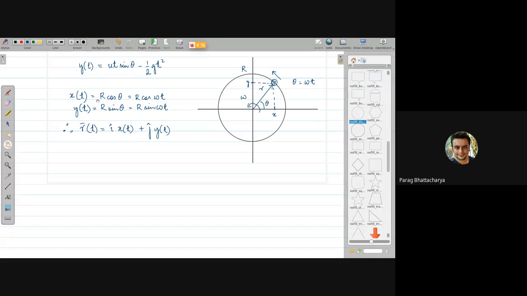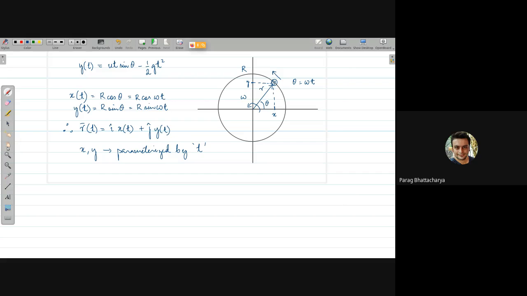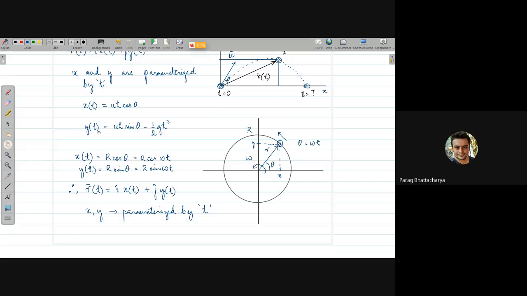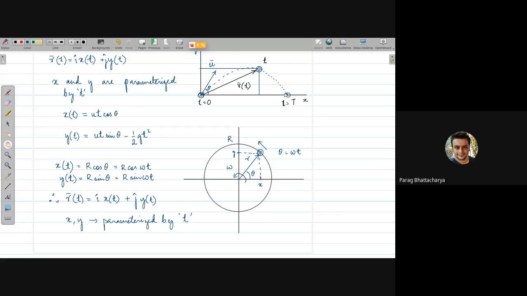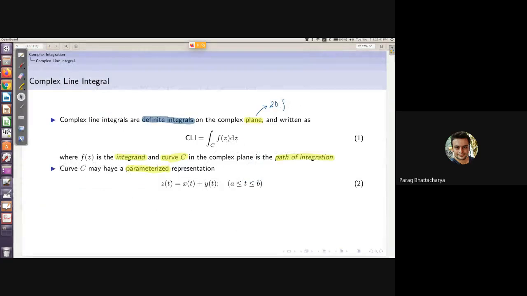So here again, in this case also, x and y, these two are parameterized by another common variable called t. So this is known as parameterization. You can parameterize any curve. You see, this is a parabolic curve, this is a circular curve. Any curve we can actually parameterize like this. Okay, so this is what I mean.